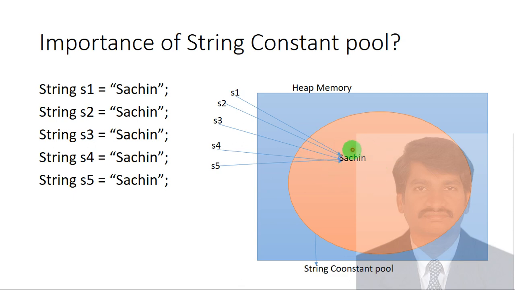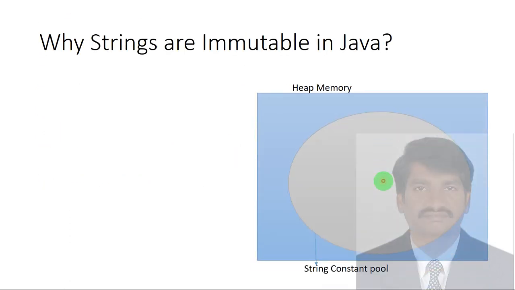So instead of this, if your JVM is creating different objects for each request, then it is an unnecessary waste of memory, right? Okay, let's move on next. Why are strings immutable? This is another good question, guys, for interviews.